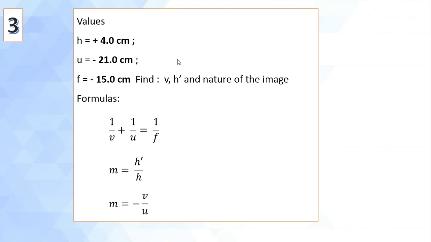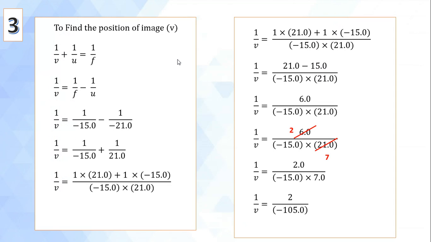Write all the values with the proper sign convention and write the necessary formulas: 1 by v plus 1 by u equal to 1 by f, the magnification factor, and so on. Now come to substituting the values we have. We know the value of focal length and object distance. We are going to find the image distance.